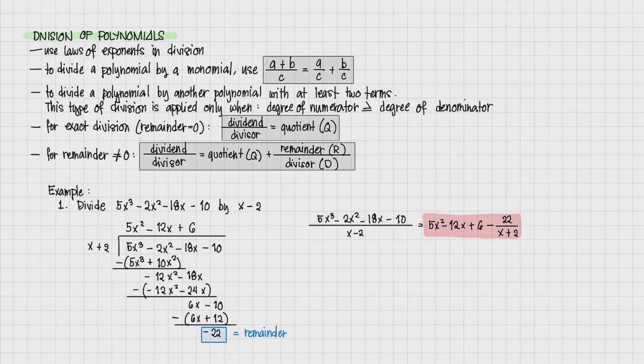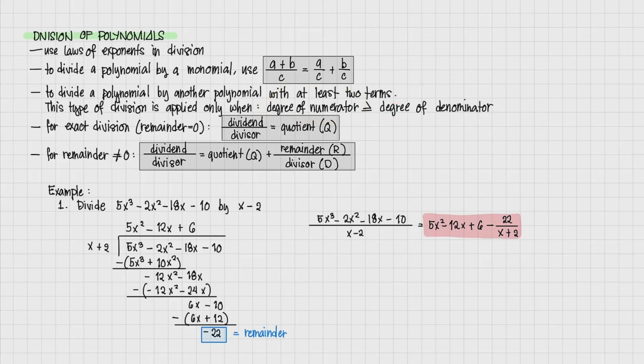But to divide a polynomial by another polynomial with at least two terms, this type of division is applied only when the degree of the numerator is greater than or equal to the degree of the denominator. So, the degree of the numerator should always be larger than the degree of the denominator.